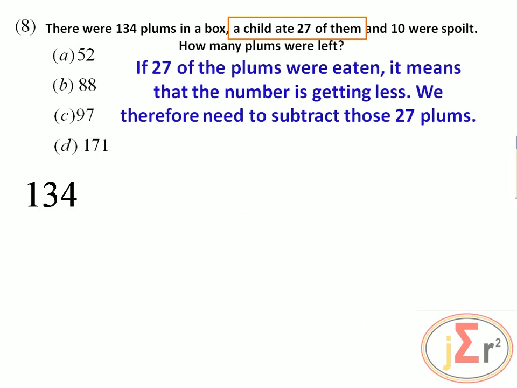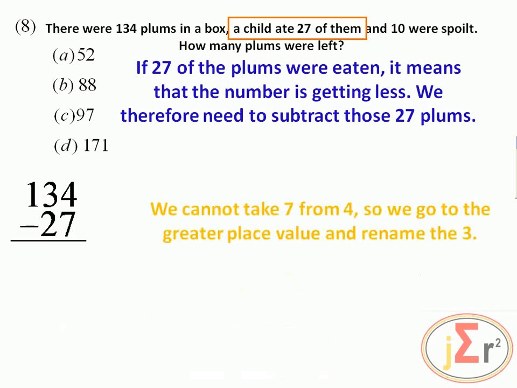27 were eaten by Jerry Lewis. If 27 of the plums were eaten, it means that the number is getting less. We therefore need to subtract those 27 plums. So if we have a certain number of plums in a box and we eat some of them, the number remaining will be less. We therefore need to subtract. So let us go straight ahead and subtract.